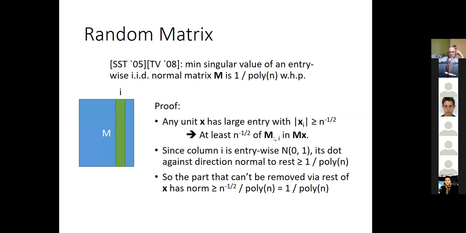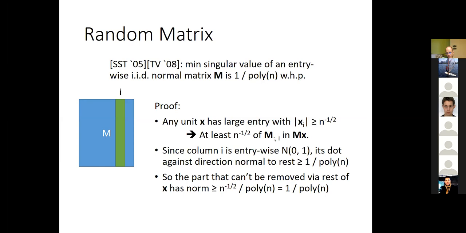I want to give a slight intuition on how the mean singular value bound gets proven. First consider the case where the matrix is IID, so it's just random Gaussian. The way you prove that is you fix one column. What you can prove is that for the rest of the columns, there's a unit normal vector. And if I generate a random dense Gaussian vector, its dot product against that unit normal is at least 1 over poly n.